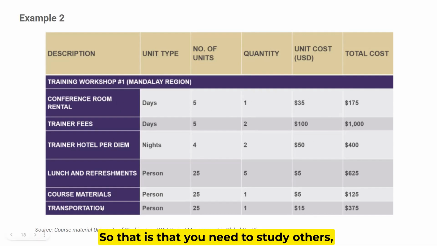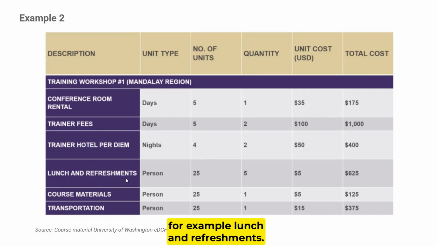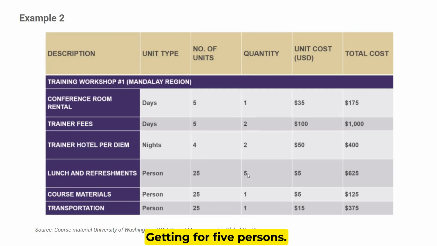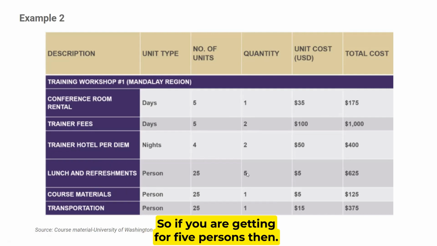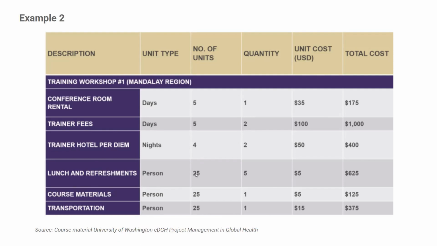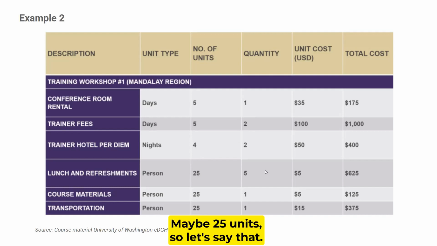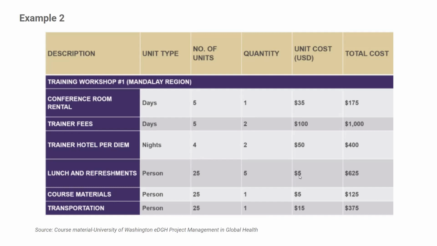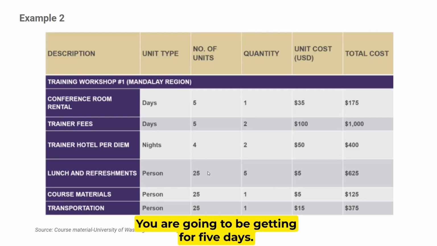So that is that you need to study others. For example, lunch and refreshments. If you are getting for 5 persons, and what you are going to be getting is maybe 25 units. So let's say that you are going to be getting 25, you are going to be getting for 5 days.